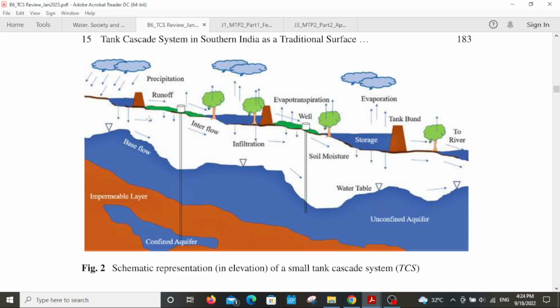So this is how the network of tanks performs and manages the surplus supply of one tank into the tank situated immediately next to it. This way there is an entire network which manages and controls the rainfall.